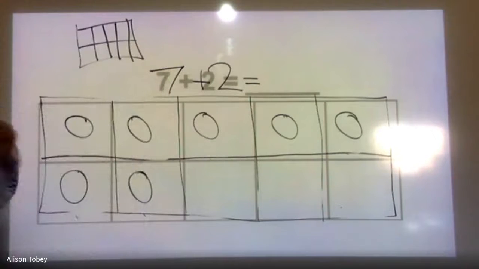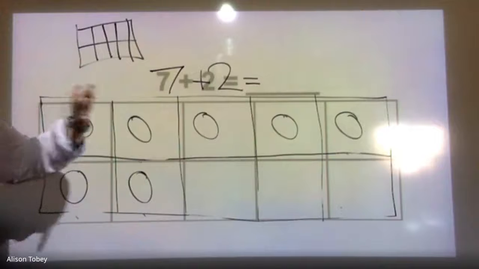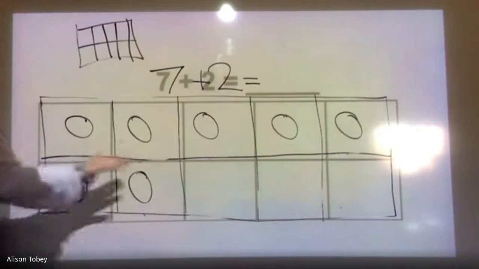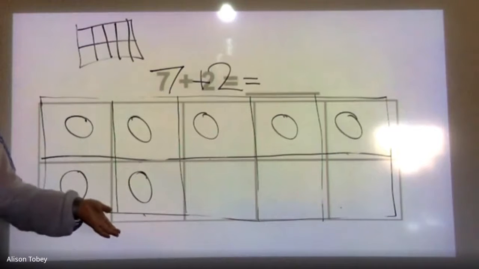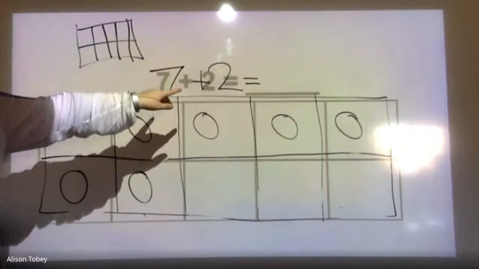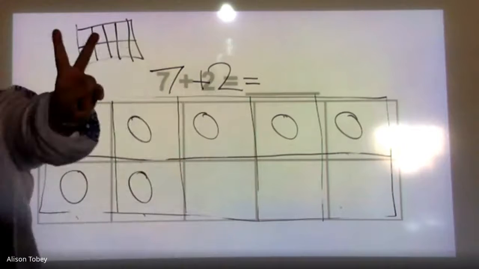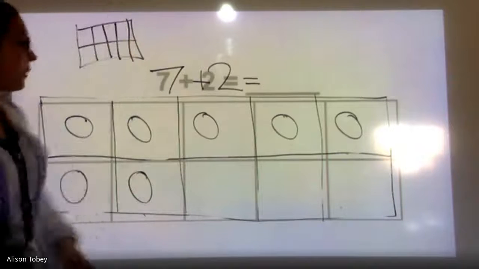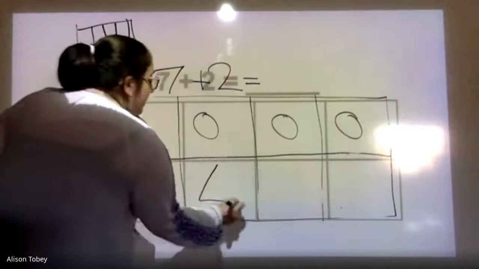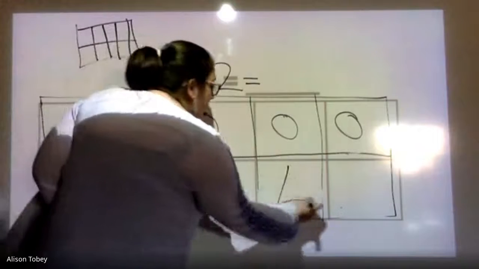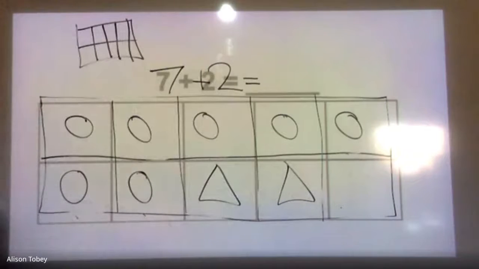Now show me with your fingers how many more we have to add. How many more do we need to draw? 2. 2 more. We're going to draw 2 triangles. 1 triangle, 2 triangles. 1, 2.